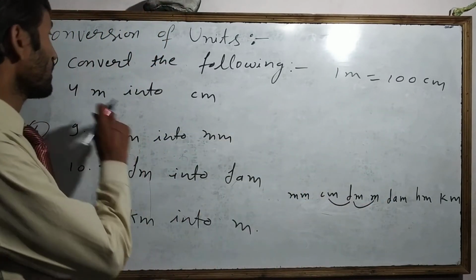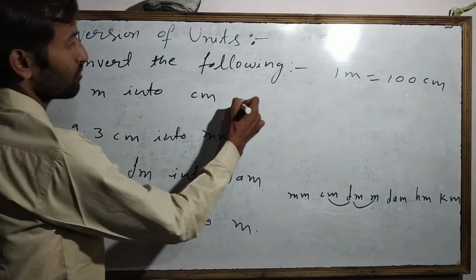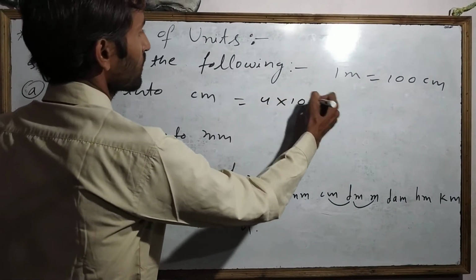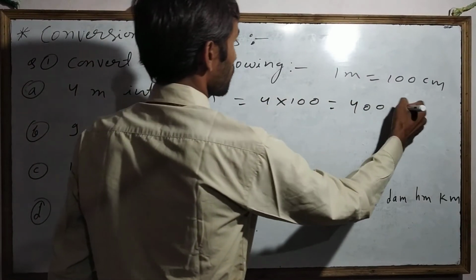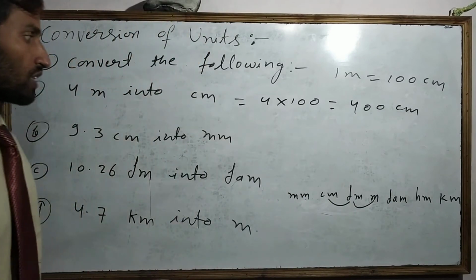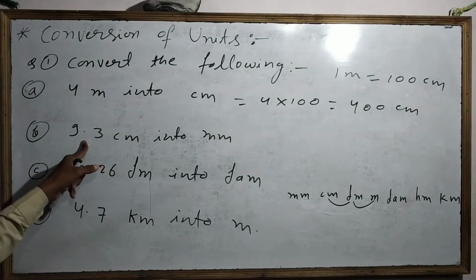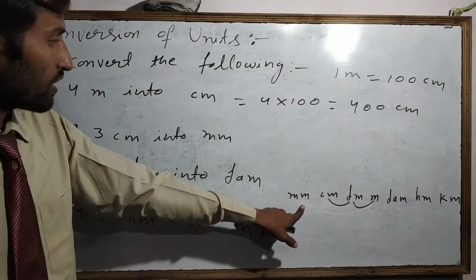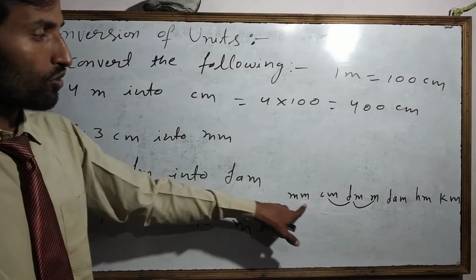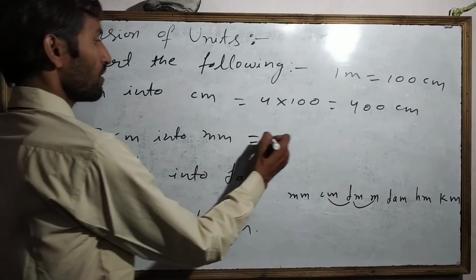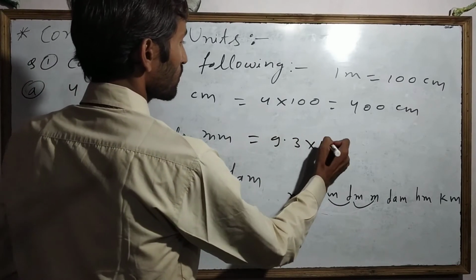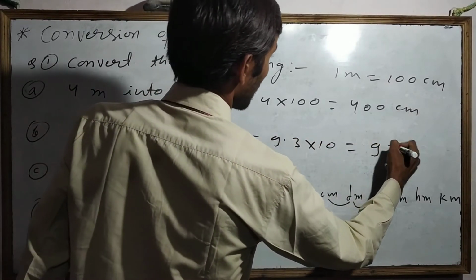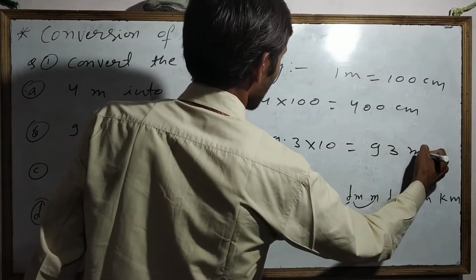So we will multiply by 100 here, that means 4 into 100, then it will become 400 centimeter, answer. Okay, next one, this one is centimeter, we want to convert into millimeter, that means from this side to this side, again we have to multiply by 10, one gap only is there, so we have to multiply by 10. 9.3 into 10, answer will be 93 millimeter, mm.